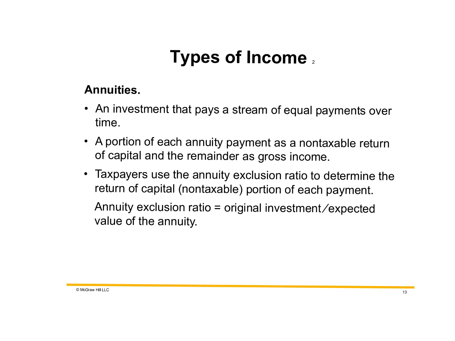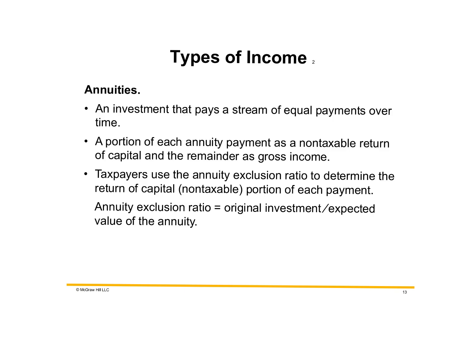So the first type of income we are going to look at is annuities. So an annuity is an investment that pays a stream of equal payments over time. And with those payments, a portion of each annuity payment is a non-taxable return of capital. So we're recovering our initial investment. And then the remainder, if there is one, is considered to be recognized as gross income.